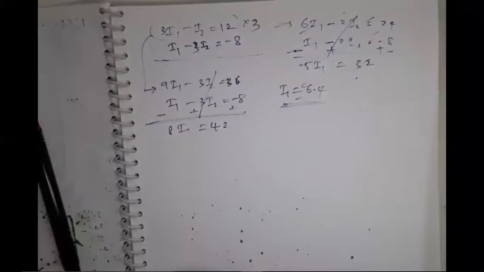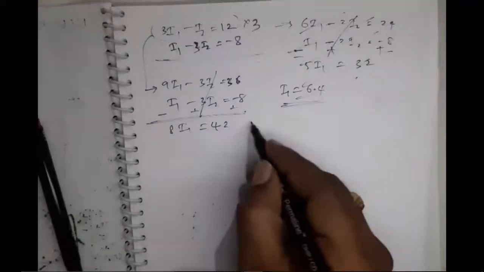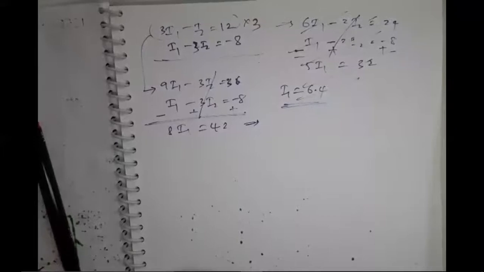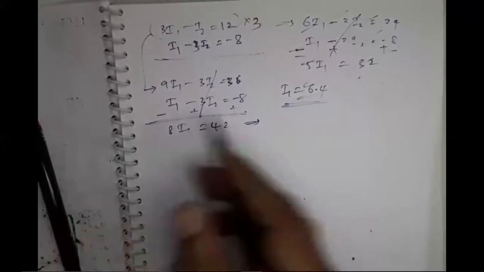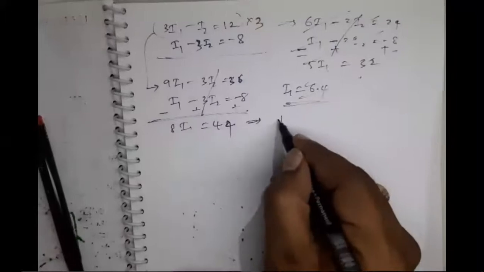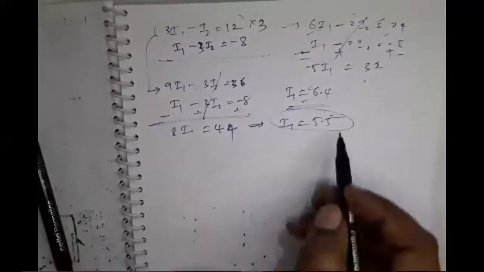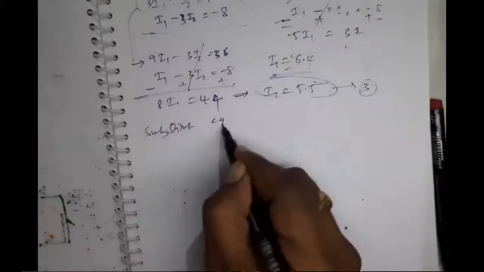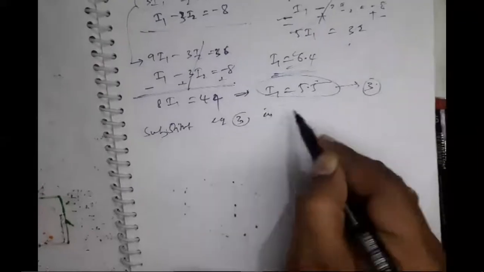Hence it will be 42 minus 36 plus 8, 44, and 44 divided by 8 is 5.5. It will be I1 is equal to 5.5. If you know I1, you can find I2. Substitute this equation. This is equation number 3. This is equation number 2. Substitute equation number 3 in equation number 1.